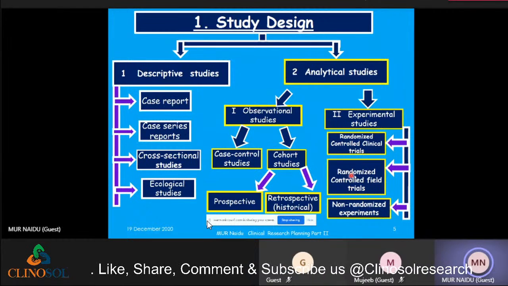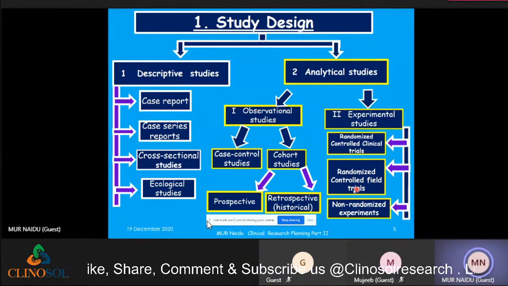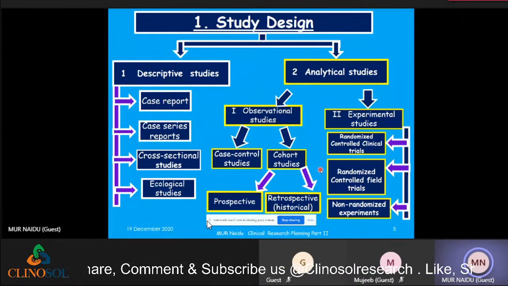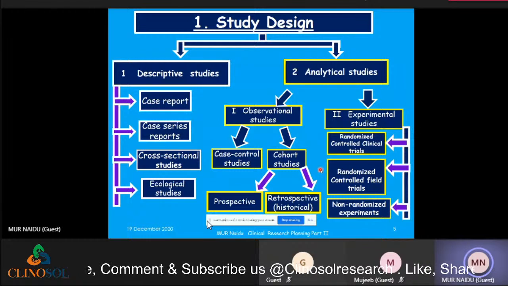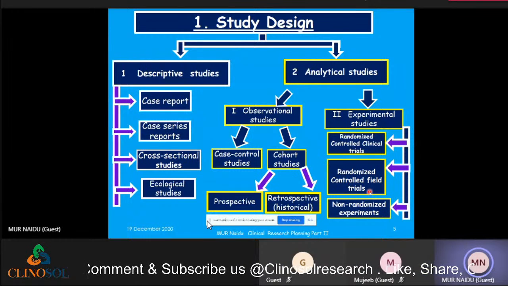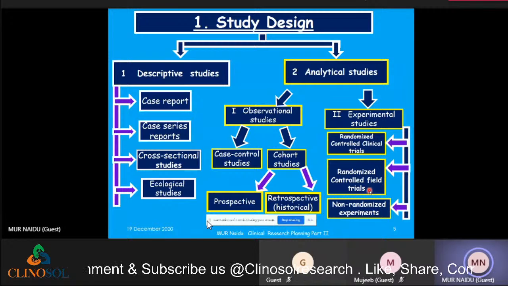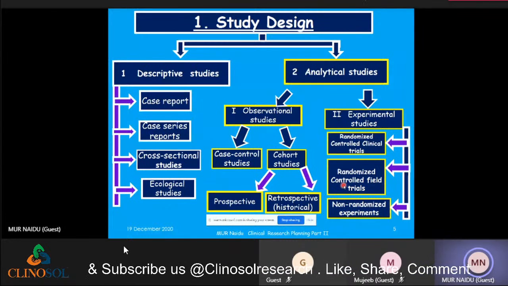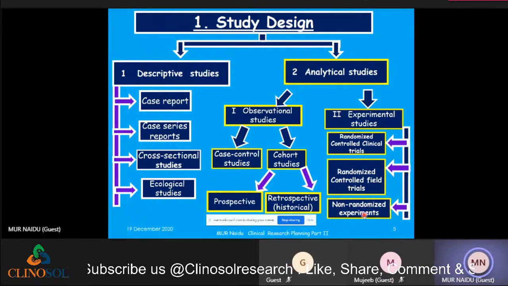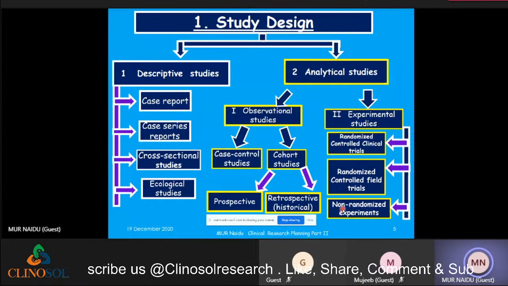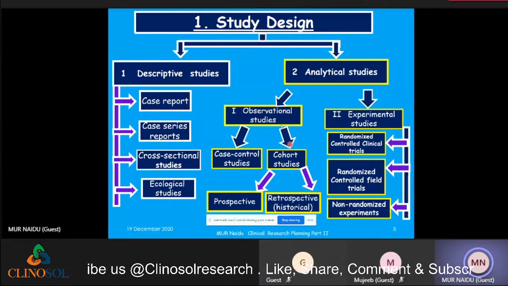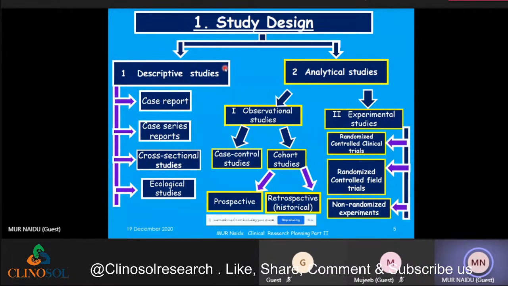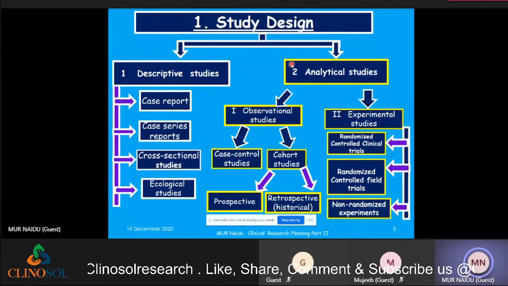Then sometimes we do the field trial, especially in the case of a vaccine or if you are doing some preventive trial. In that condition you do a randomized controlled field trial in an entire field where a large population is involved. And then the third type of experimental study is a non-randomized experiment, where we don't do any randomization. So these are the main types of study design, descriptive and analytical.